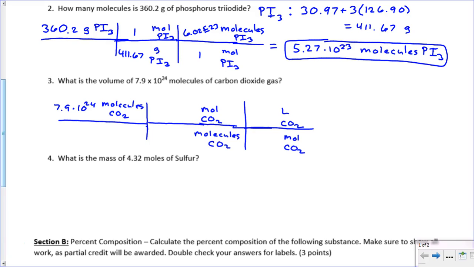All right, conversion factors, going from molecules to moles. In 1 mole, there is 6.02 times 10 to the 23rd molecules. All right, conversion factor, liters in moles, so there's 22.4 liters in 1 mole. 7.9 times 10 to the 24th has 2 significant figures, so that limits our answer to 2 significant figures. If we calculate that, then we get 290 liters of CO2.